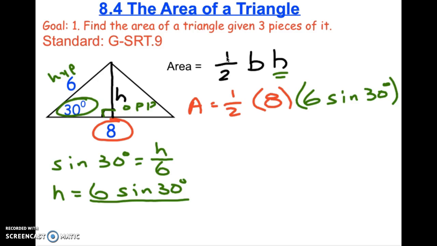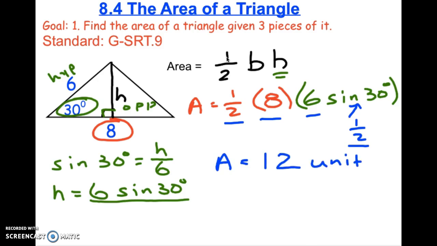Then either using a calculator, unit circle, or your brains, we can quickly deduce that the sine of 30 degrees is going to be 1/2. So if we multiply the 1/2, the 8, the 6, and the 1/2, we find the area of this triangle is going to be 12. And of course, area is always in units squared.